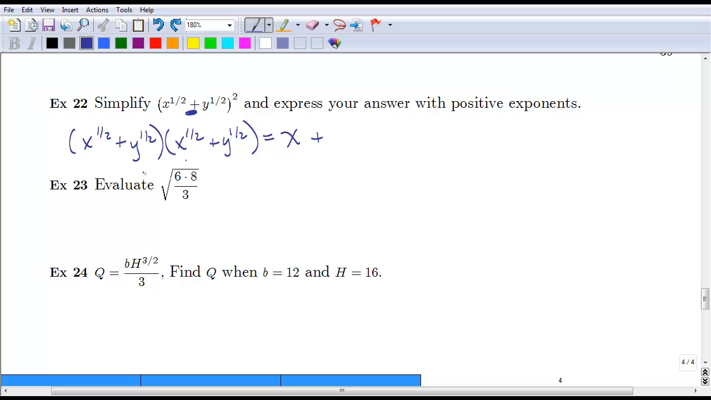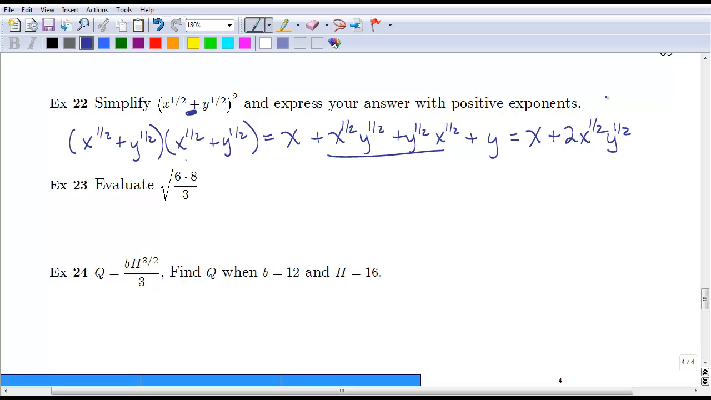When you multiply the two outer pieces, you end up with x to the 1/2, y to the 1/2. When you multiply the two inner pieces, you get y to the 1/2, x to the 1/2. And when you multiply the last, y to the 1/2 times y to the 1/2 is just y. So when we simplify here, we get x. These two middle terms are really just the same thing, just written in opposite order. And so we've got plus 2 of these, x to the 1/2, y to the 1/2.